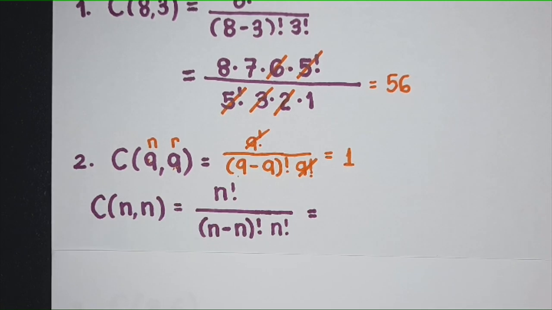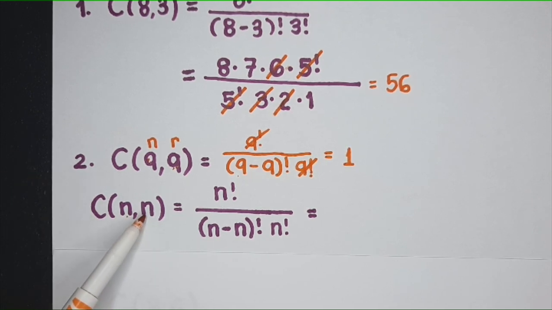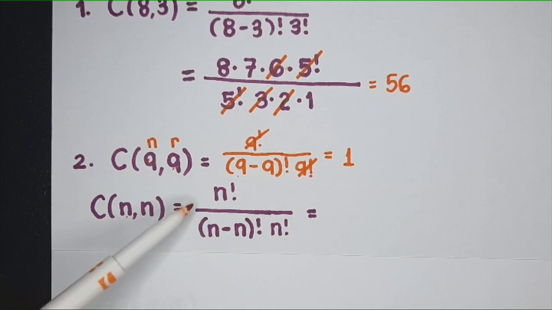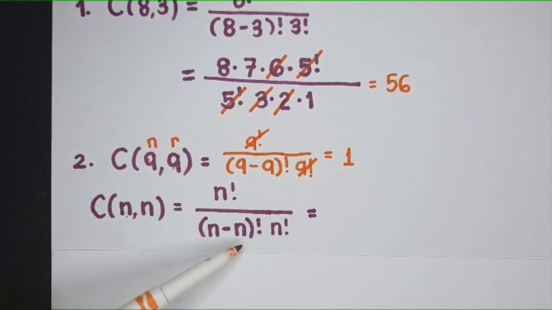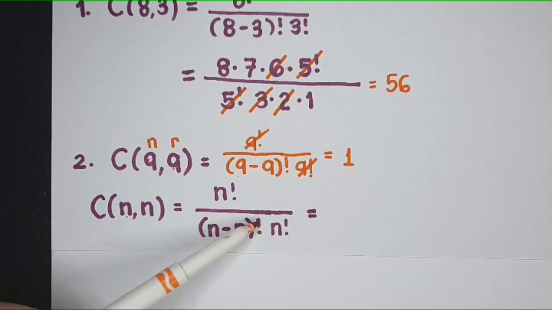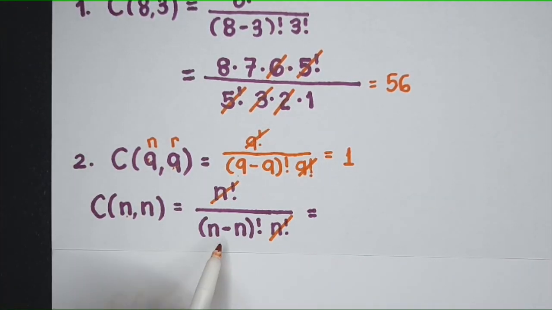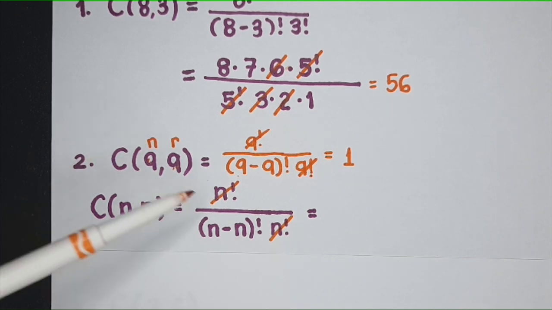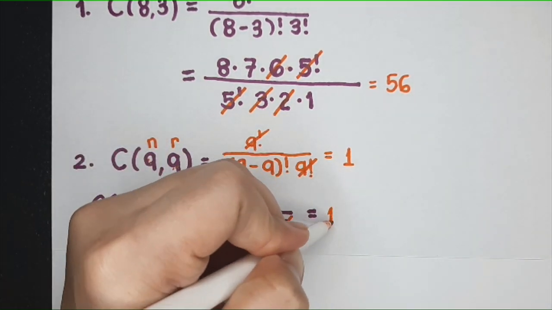Ayan. Ito yung generalization. Ito yung N, tapos yung R, N din. Okay? If we apply the combination formula, N factorial divided by N minus R factorial times N factorial, nakita nyo? Okay? Magka-cancel ito. Tapos, what is N minus N? 0. And then, you have to get its factorial. 0 factorial, it's 1. So, pag nag-cancel ito, 1 yan. Tapos, 1 din to.